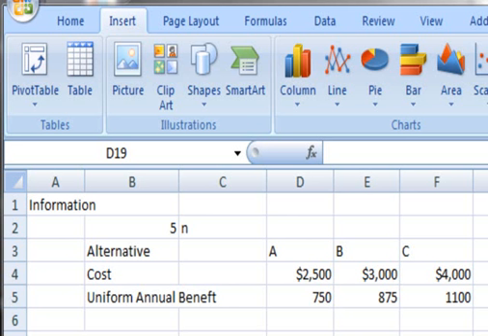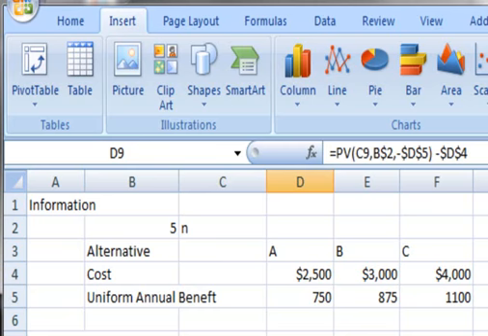go with? So under our information, we have our years of analysis to be 5, and we have alternative A, B, and C with their cost and uniform annual benefit. Now, in order to do an analysis by changing the interest rate, I just set up a table that had the interest rate that went through increments, just different increments to try it out.